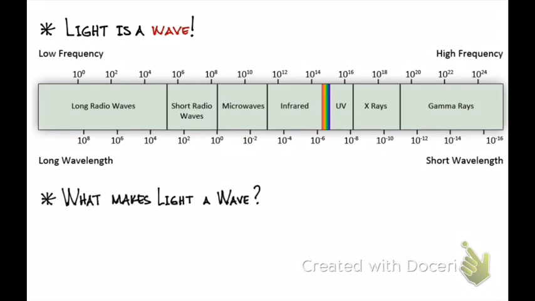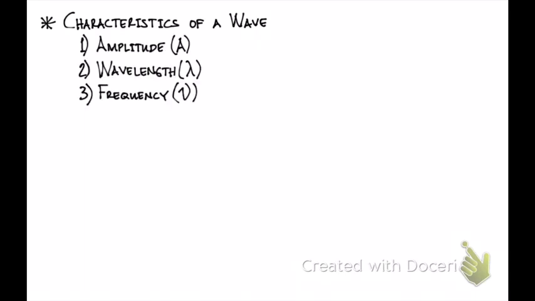So how do we know that light is an example of a wave? We know that light is a wave because it has wave-like properties or characteristics, and these properties are measurable. So what makes a wave a wave? Well, we have to look at the characteristics of a wave. There are three that you need to know.